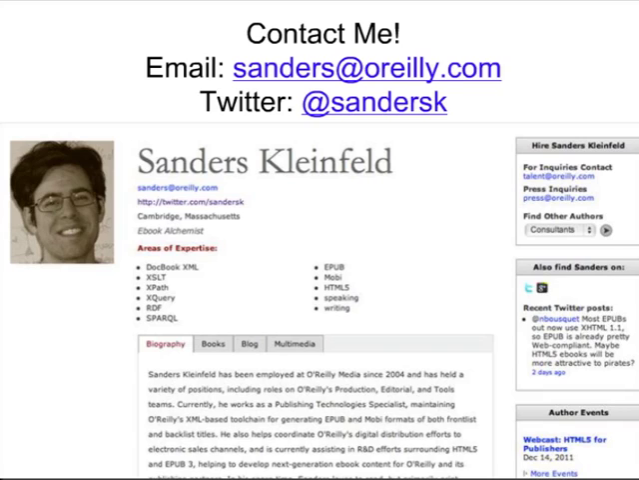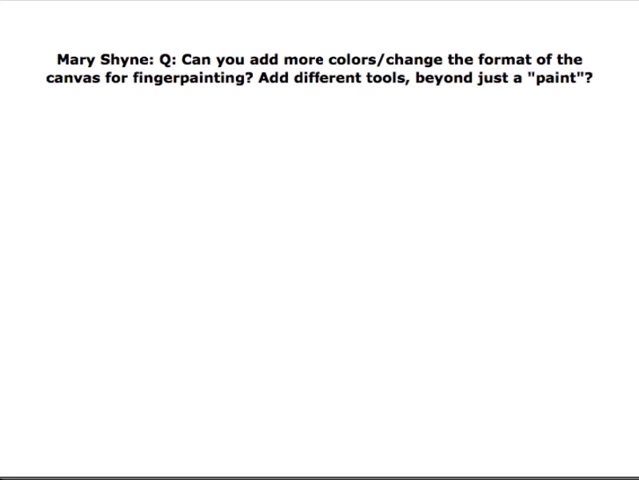Apologize. Let's see. Mary asks, can you add more colors, change the format of the canvas for finger painting, and add different tools beyond just paint? Oh yeah, of course. All the demos that I illustrated, and which are also discussed in more depth in the ebook version of HTML5 for publishers, are meant to be really simple for illustrative purposes in terms of what you can do. So the canvas allows so much flexibility in that I could certainly pick lots of different colors, or even create like maybe a color slider that would give users wider control of what colors they selected.